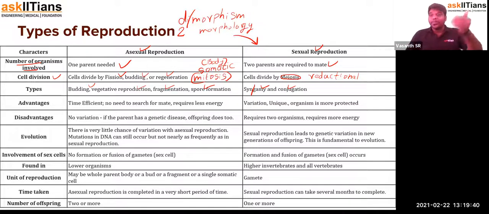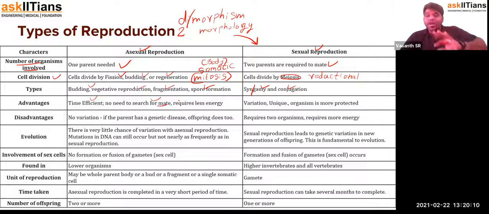Next, you see the advantages. What are the advantages of asexual reproduction? It is time efficient and it doesn't need to search for a mate. Why? Because there is only one individual involved, and it doesn't have to wait for another organism to get engaged in the process of reproduction. So it is very time efficient and it doesn't have the requirement to search for a mate.